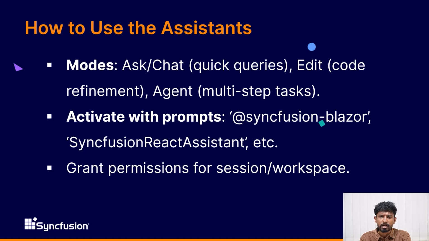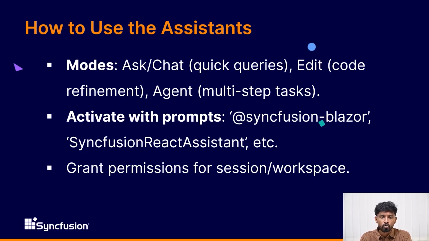To activate them, start your prompt with identifiers like @Syncfusion-Blazor for Blazor or Syncfusion React Assistant for React, as I just showed. In VS Code, you can also use #Syncfusion Blazor Assistant for explicit activation. Once activated, you will need to grant permission for the session, workspace, or permanently, depending on your IDE.